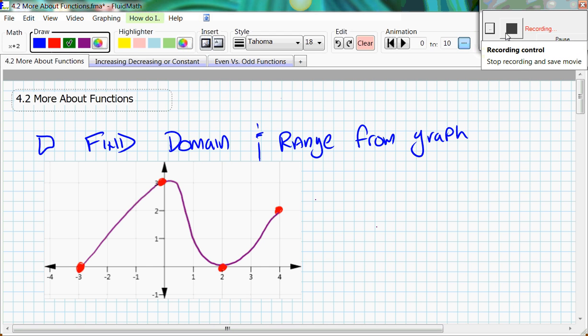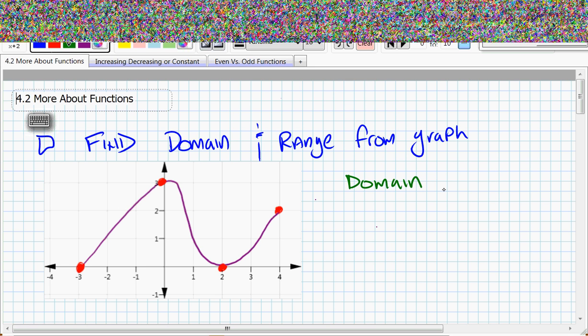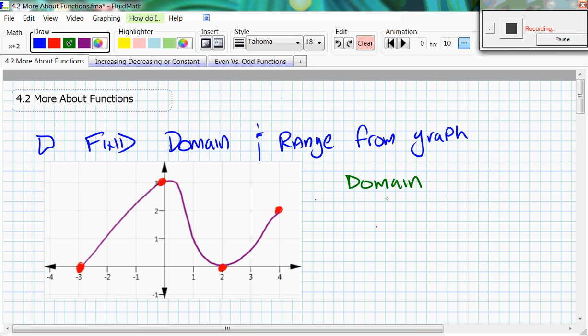Okay, I want to talk a little bit about 4.2 functions because we didn't quite get to that in class today. So find the domain and range from a graph. So to get the domain, for the domain, right, on the graph, we want everything that is on the x-axis.